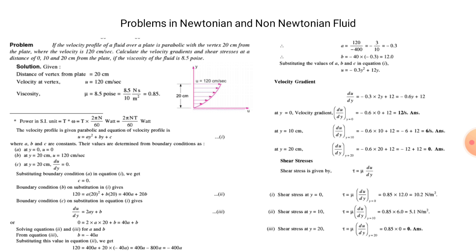Now shear stress. Shear stress is given by tau is equal to mu into du by dy. Shear stress at y is equal to 0: tau is equal to mu du by dy is equal to 0.85 into 12 is equal to 10.2 Newton per meter square. Shear stress at y is equal to 10: tau is equal to mu du by dy is equal to 0.85 into 6 is equal to 5.1 Newton per meter square. Shear stress at y is equal to 20: tau is equal to mu du divided by dy is equal to 0.85 into 0 is equal to 0.